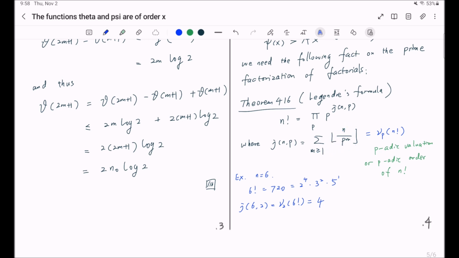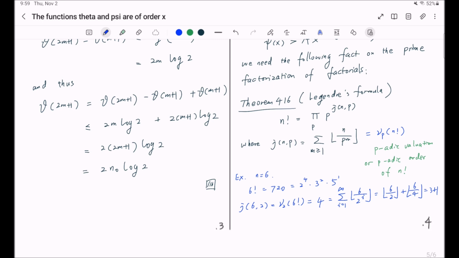And this 4 can also be computed through Legendre's formula by summing up the floor of n divided by powers of p. So in this case, 4 is equal to the summation from i equals 1 to infinity of the floor of 6 divided by 2 to the i. And there are only two non-zero terms in this sum, which is 6 divided by 2 plus 6 divided by 4. And this is 3 plus 1, which is indeed equal to 4.